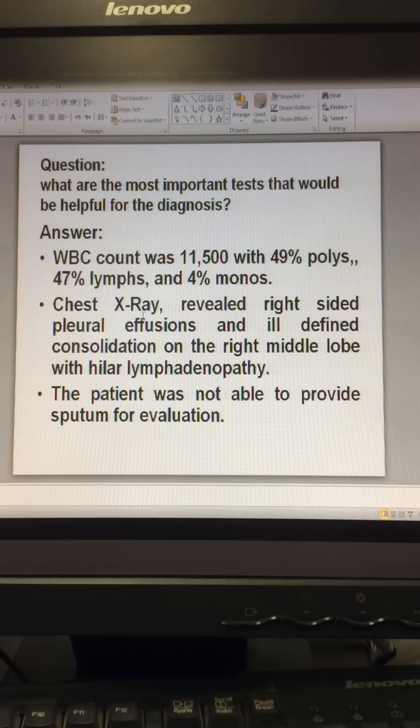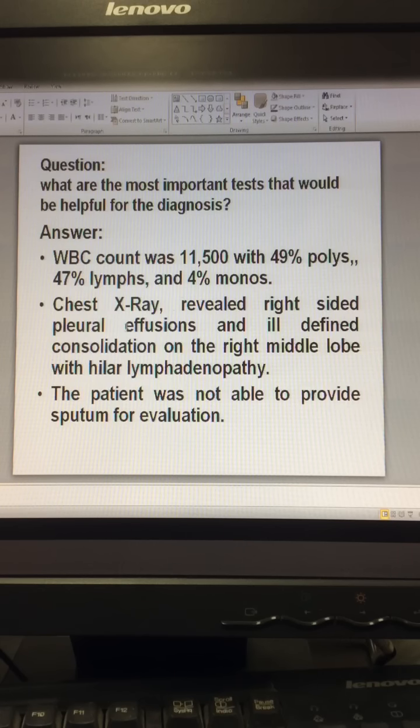As well, the most available and important investigation is the complete blood count, especially the white cell count, which is here about 11.5, with around 50% polymorphs and another 50% lymphocytes. Here the lymphocytes are increased, which is suggestive of either viral or mycobacterial infection. As you know, bacterial infection usually manifests as a neutrophilic reaction, while viral or mycobacterial infection leads to lymphocyte predominance as the inflammatory cells.